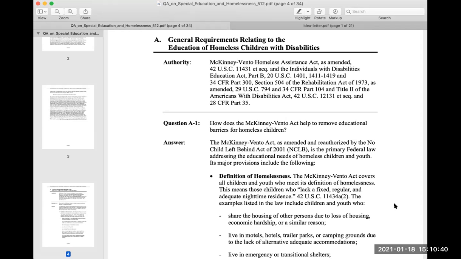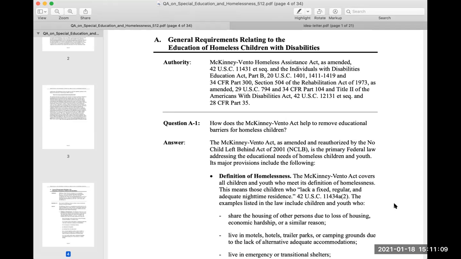Question A2. Answer. What rights are afforded to homeless children with disabilities under Part B? Part B requires that all eligible children with disabilities have available to them FAPE, including special education and related services designed to meet the particular needs of each child with a disability. Children with disabilities who are homeless have the same right to FAPE under Part B as non-homeless children with disabilities.